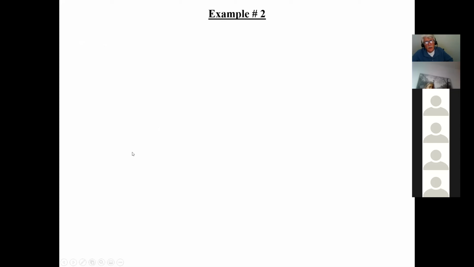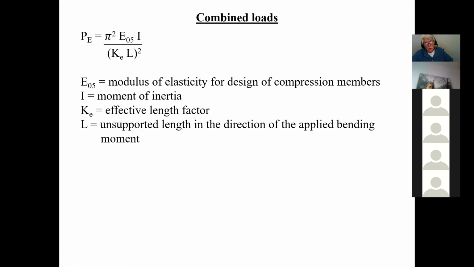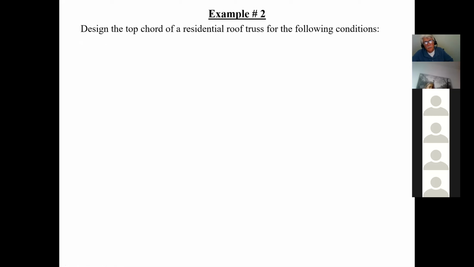Now what we'll do is apply this to a problem. Design the top chord of a residential roof truss for the following conditions. The factored axial compression force, so this is your PF force, is 30 kilonewtons. What this means is that you have a roof truss here, okay?